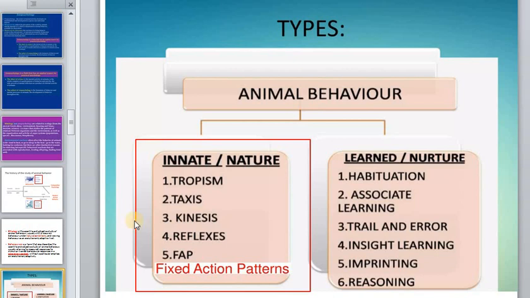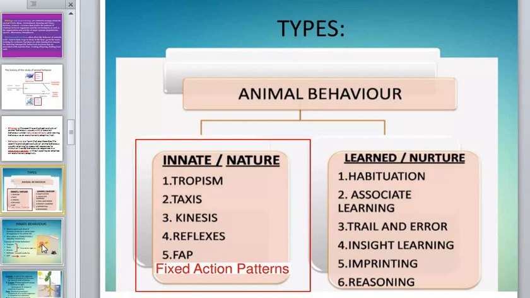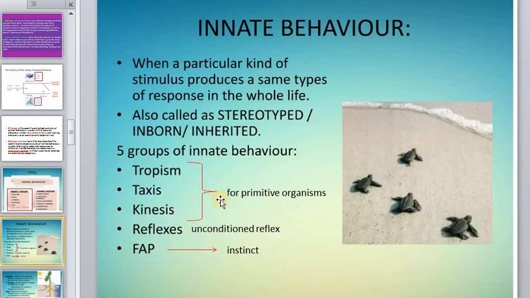Let's see what is learned in each case. And here we see the first primitive forms of the behavior, innate behavior, and further this to the reflexes. Tropism, taxis, kinesis, these are very primitive forms of behavior. And then we start to move on to learned behavior: habituation, associative learning, trial and error, insight, imprinting, reasoning. And so here we see the innate behavior, from the primitive organisms to the higher level, like unconditioned reflexes and instincts.